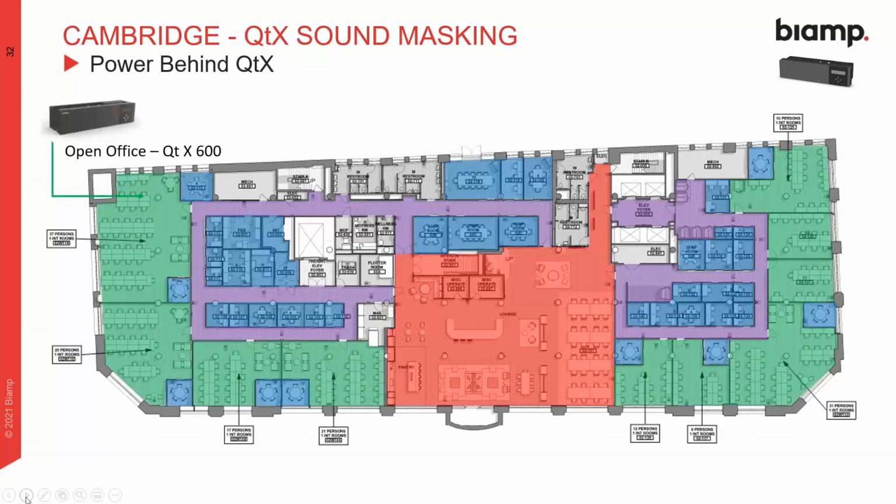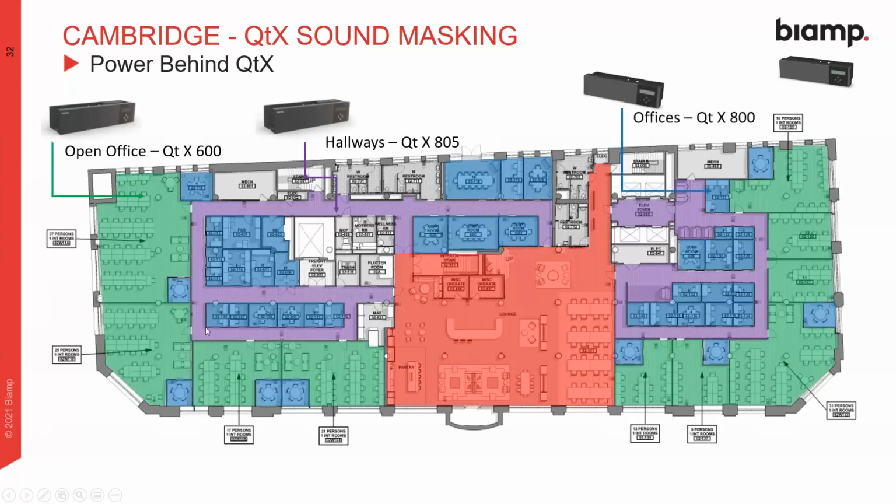In our open office platforms on the greens on the right and left, I said I was going to use a QT emitter. So that's a QTX 600 system for me. In the corridors, we talked about using a 70-volt approach in there, so I'm going to add an 805, which will give us the ability to do that. And in these private spaces and in the lounge, I'm going to need some granular adjustments, so I'm going to add a QTX 800 for each of those areas.